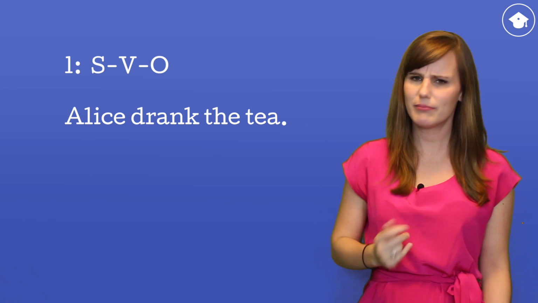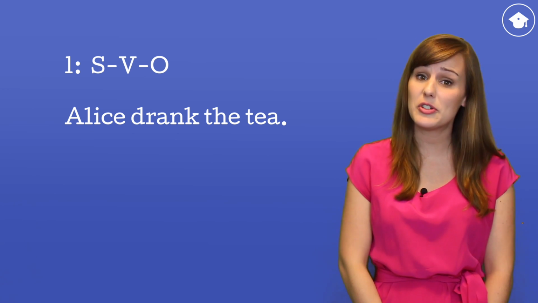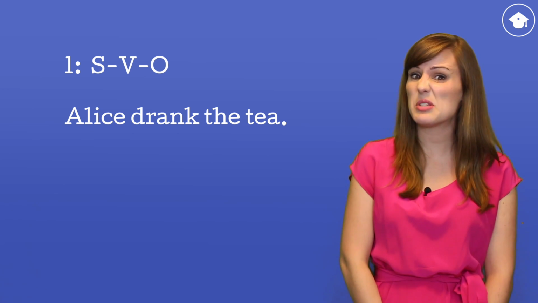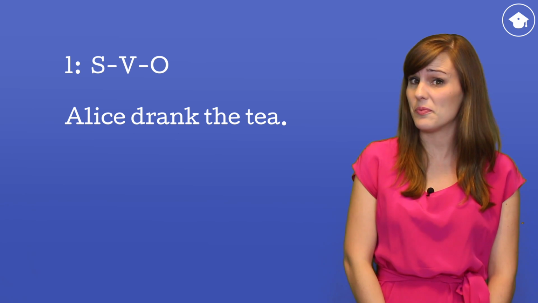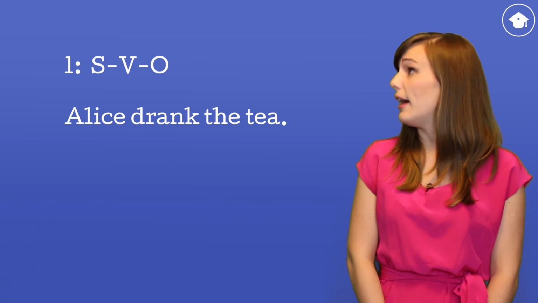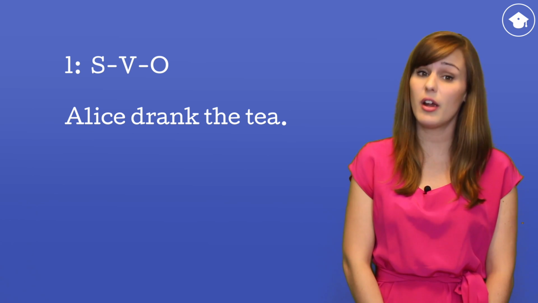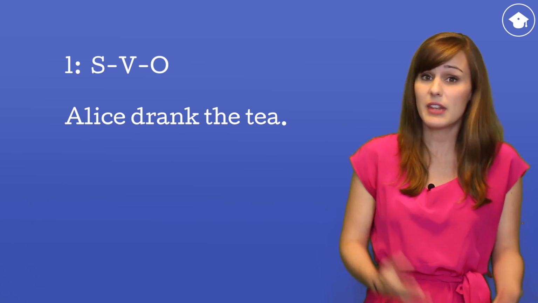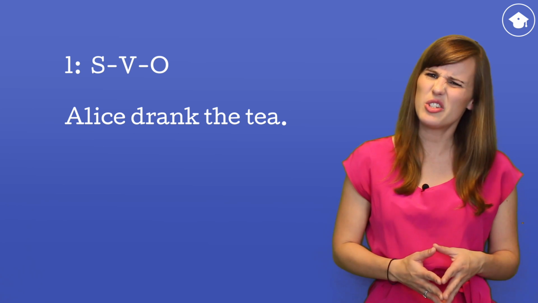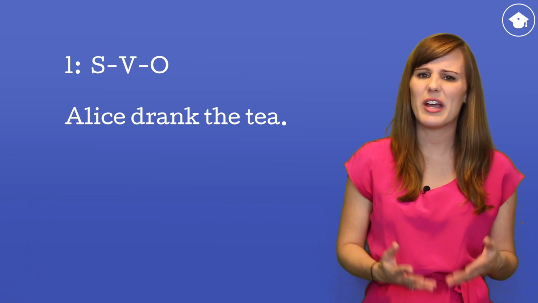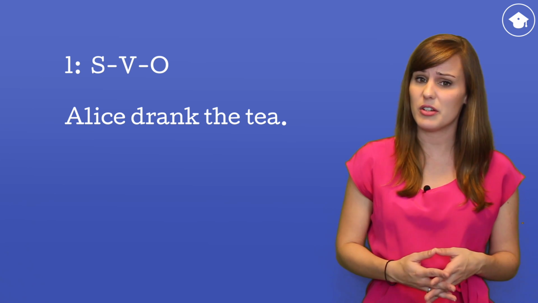SVO. SVO just means subject, verb, object. There's a person who acts, what she does, and what she does to it. For example, Alice drank the tea. That's pretty simple. For a lot of our students, one problem is that sometimes all of our sentences are SVO. For example, I study English, I play guitar, my brother studies physics. That's perfectly fine, but it's also a bit boring and doesn't show a grasp of different sentence structures in English.